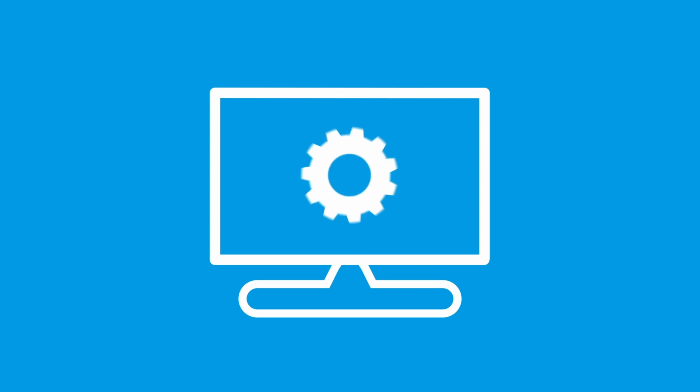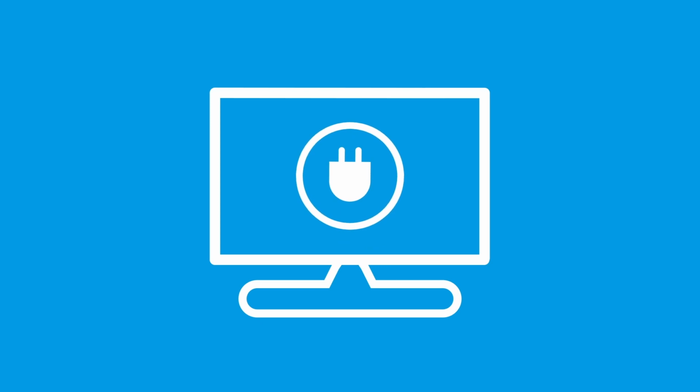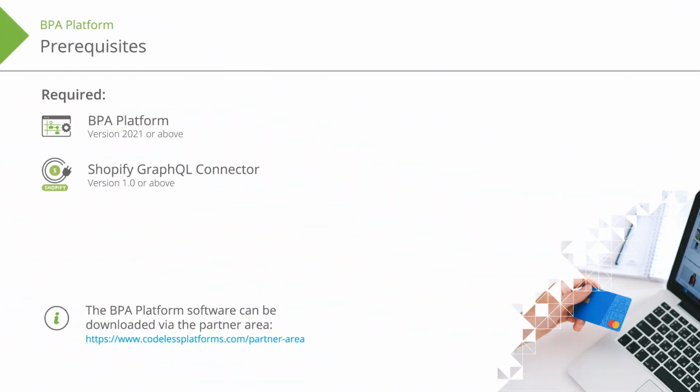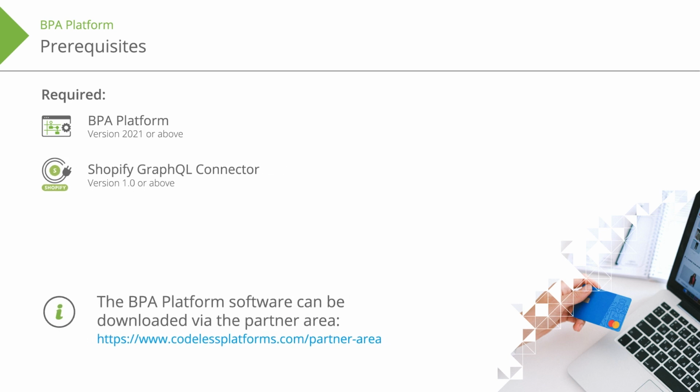This video will outline how to install and configure the Shopify GraphQL tool, focusing on creating connections via an access token and alternatively using OAuth. You will require BPA Platform 2021 or above, and the Shopify GraphQL Connector. The BPA platform-related software can be downloaded via the partner area on the Codeless Platforms website.